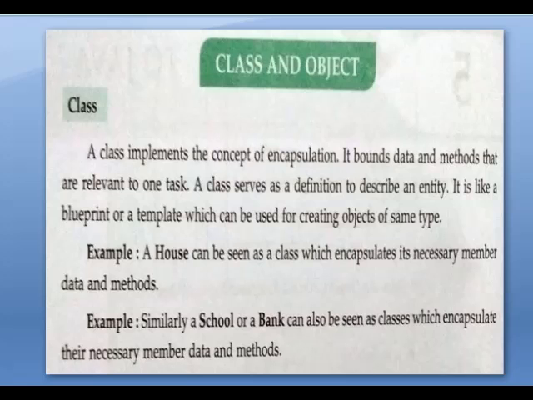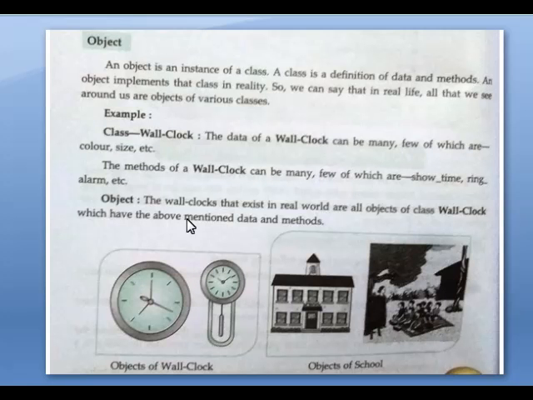Now we are going to see what is called an object. An object is an instance of a class. It is a part of a class. So a class is a definition of data and methods. An object implements that class in reality. So we can say that in real life, all that we have around us are objects of various classes.